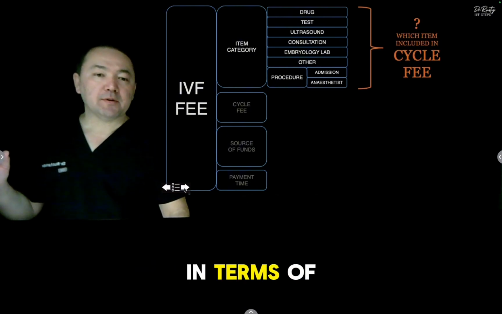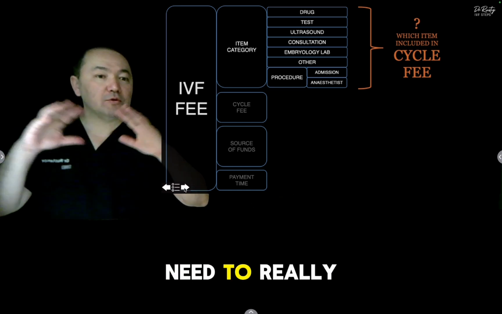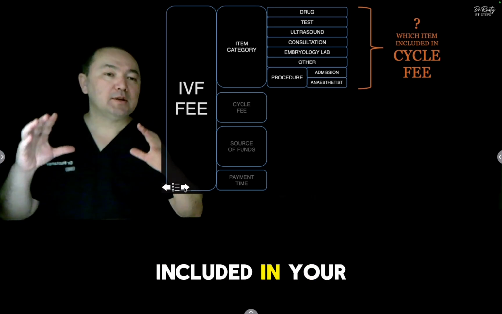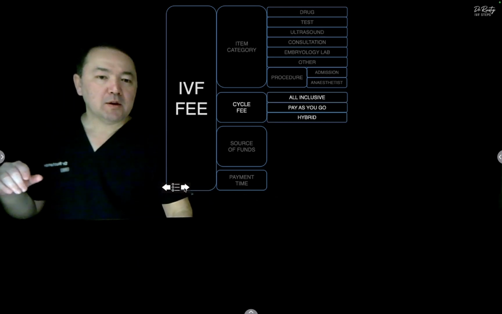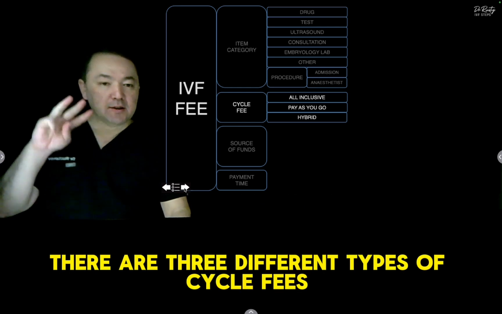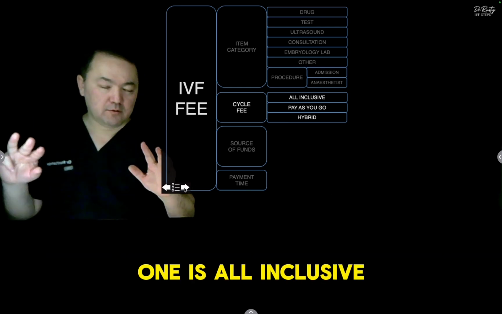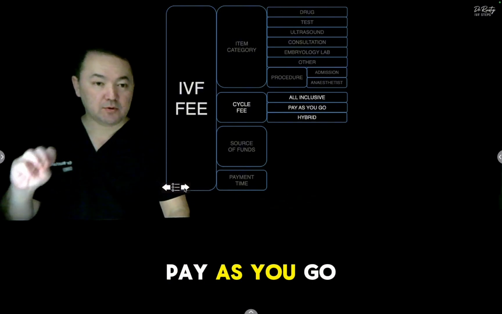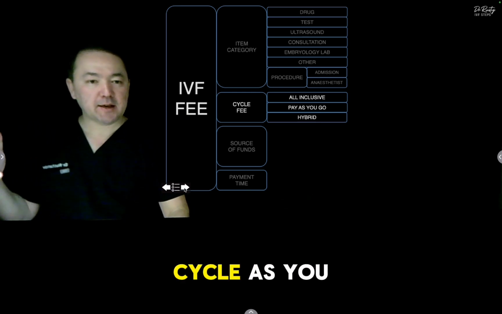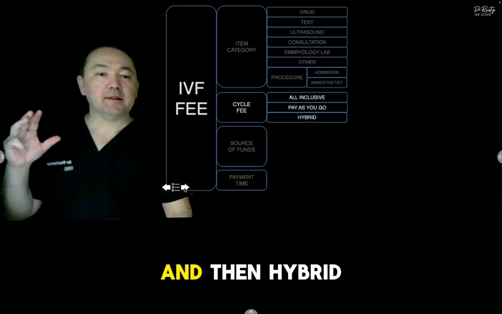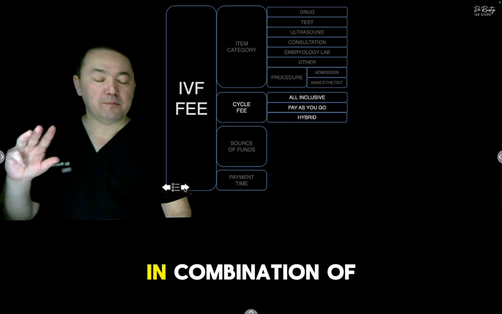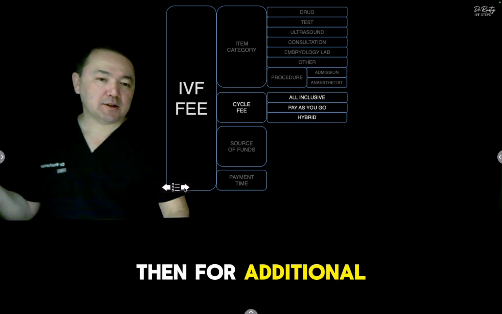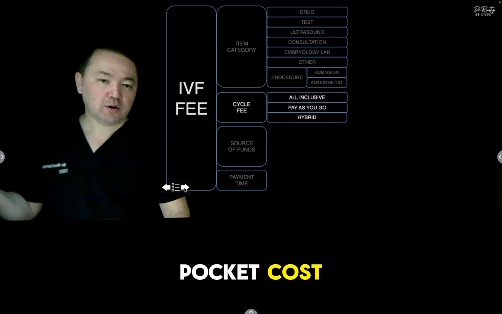In terms of these fees, you need to really understand if any or all of these fees are included in your overall global cycle fee. Generally there are three different types of cycle fees. One is all inclusive: you just pay once and you don't need to worry about any payments. The second type is pay as you go, which means you pay for the items in the cycle as you go. And then hybrid, which can be a combination of both: you pay for most of it through the cycle fee, then for additional items you will have out-of-pocket costs.